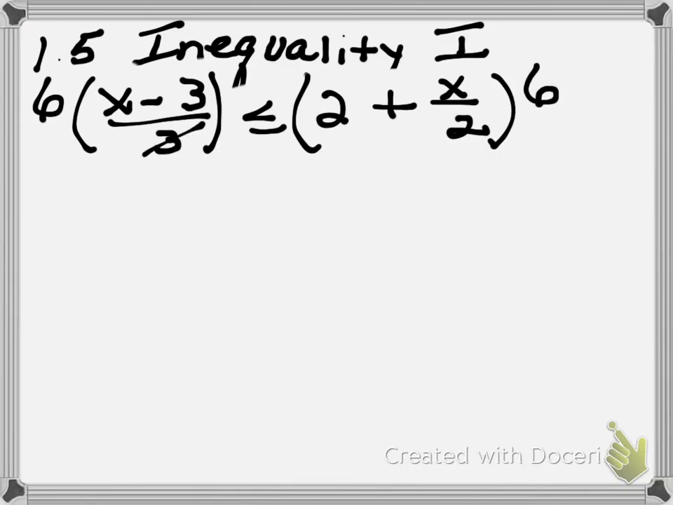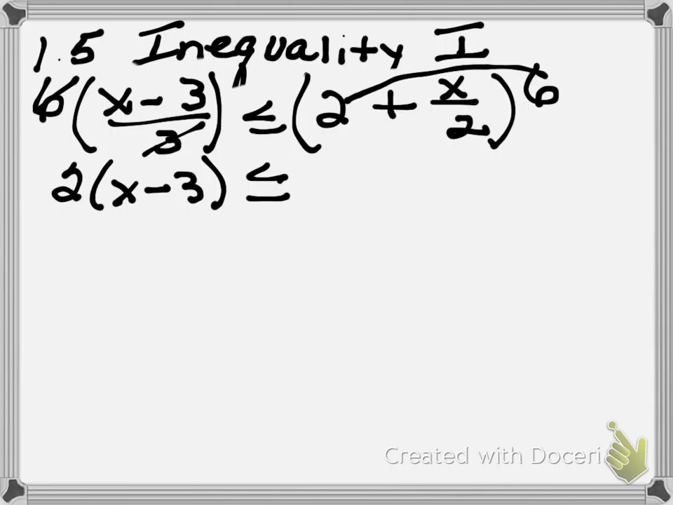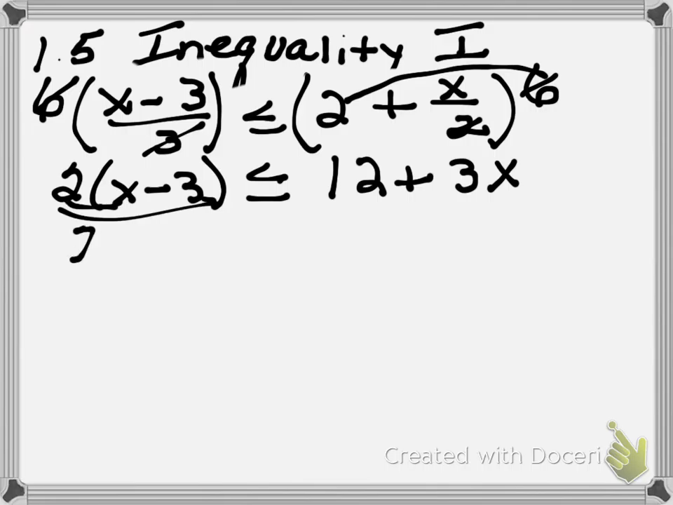So 3 goes into 6 2 times. Just write this out. 2 times x minus 3. Don't do too much in one step. Now I've got 6 times 2 is 12. And then I've got 2 goes into 6 3 times plus 3x. And now I've gotten rid of the fractional inequality here. Now distribute the 2. 2x minus 6 is less than or equal to 12 plus 3x.